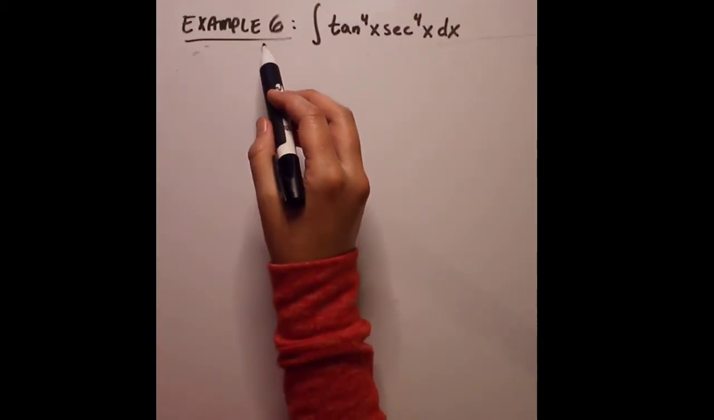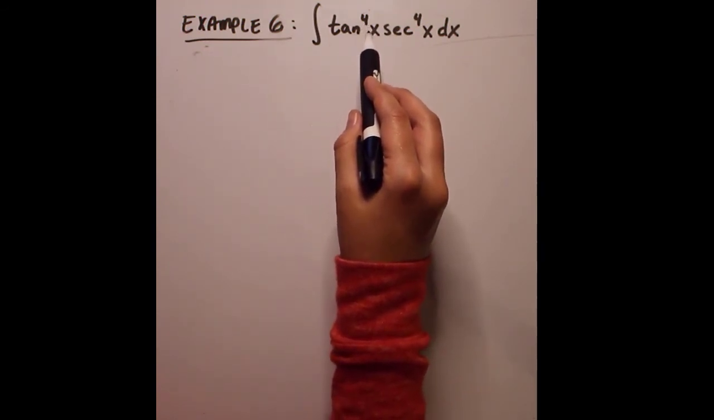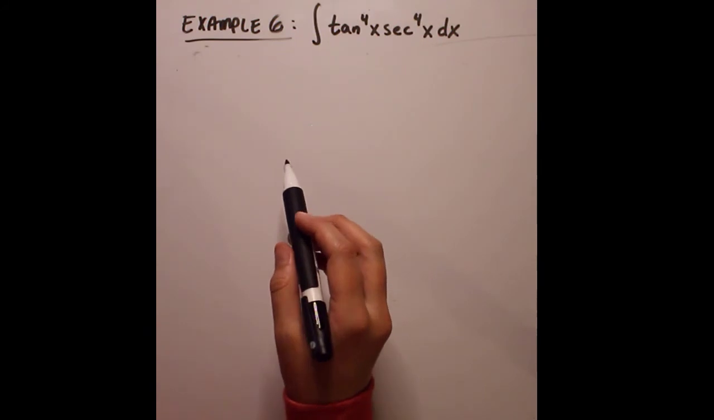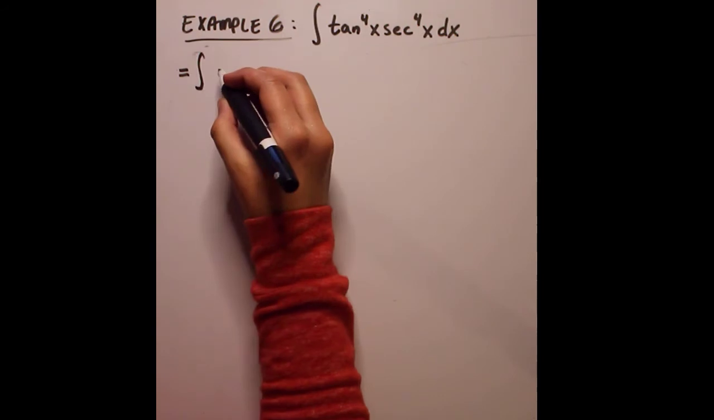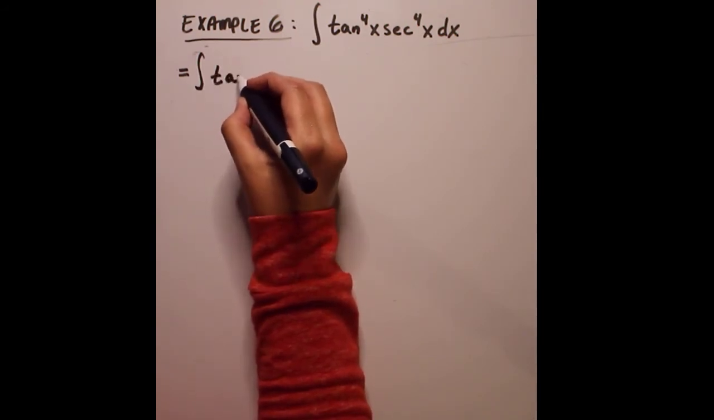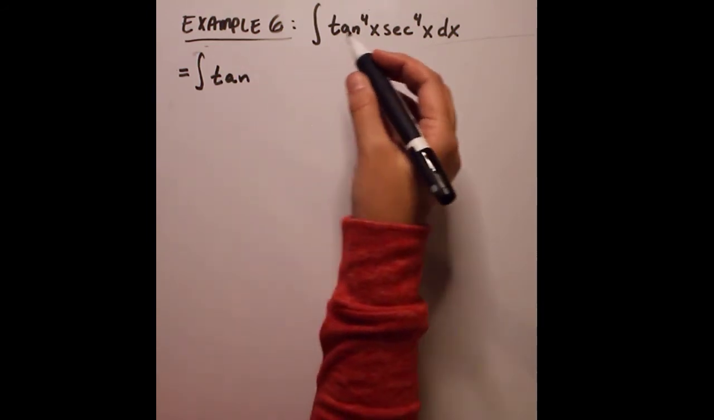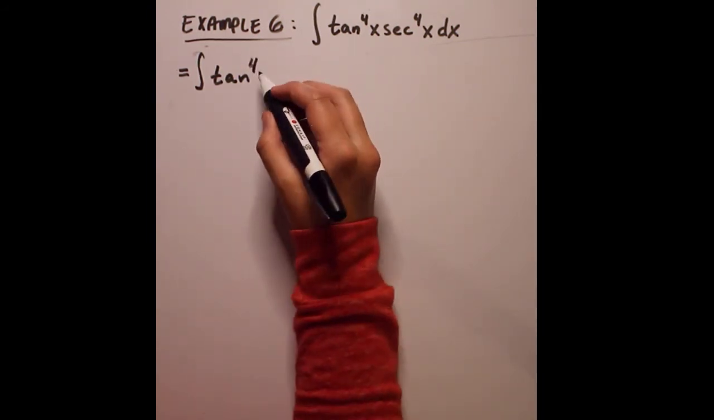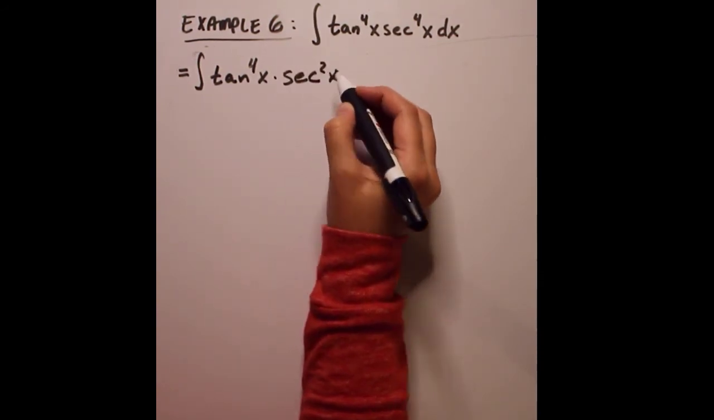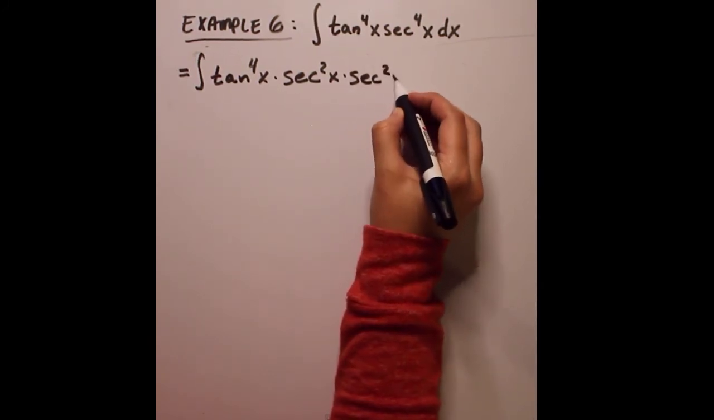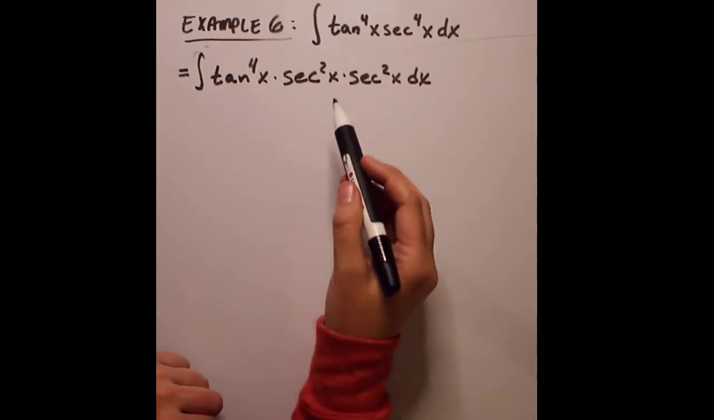Alright, last example for this video. So example 6 says, find the integral of tangent to the 4th power of x times secant to the 4th power of x. Okay, so let's just try some stuff, and sometimes you'll just see how you can rewrite these terms. Let's start with breaking apart the secant, because we know secant squared is the derivative of tangent. So we have tangent to the 4th of x being multiplied by secant squared x times another secant squared x.